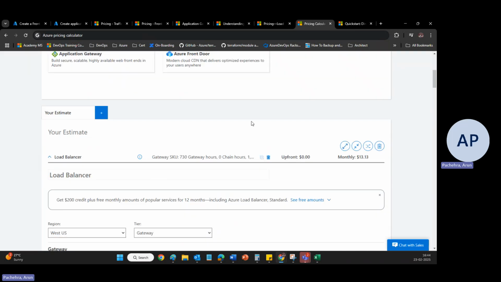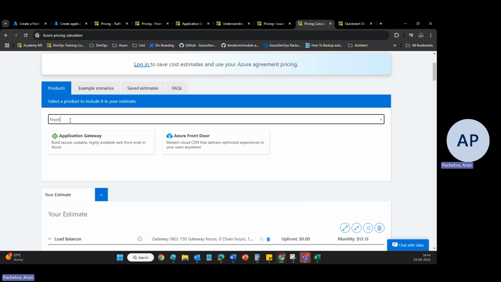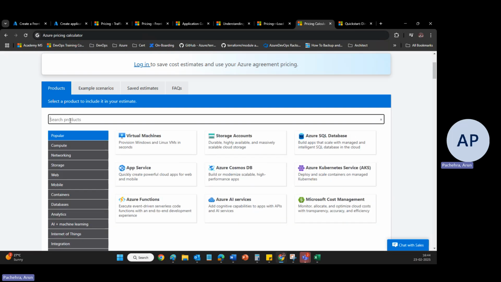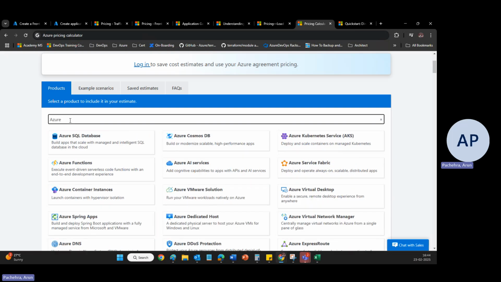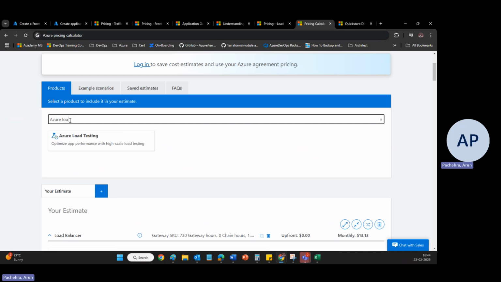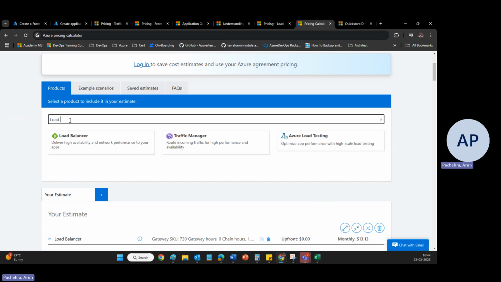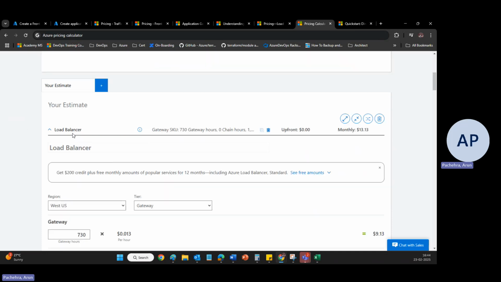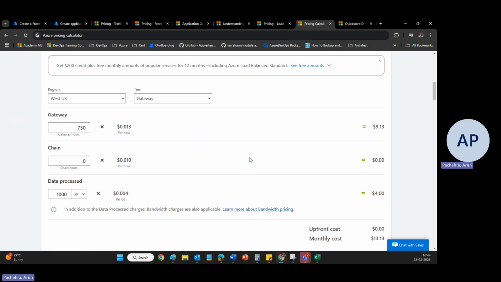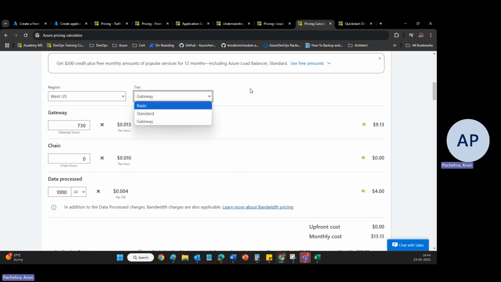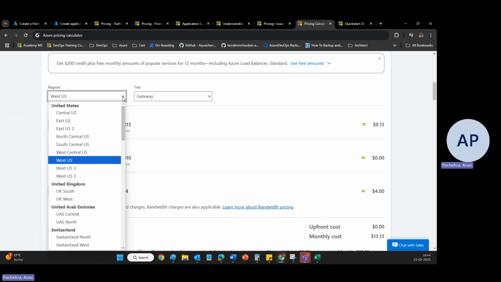And then you need to search here. This is the search bar. If we need to add Azure Load Balancer, we need to type Azure Load Balancer. We can type Load Balancer right here, Traffic Manager. So I've added Load Balancer. This is our Azure Load Balancer. Things that you need to keep in mind is all regions would not cost the same. There is a pricing difference as per the region.